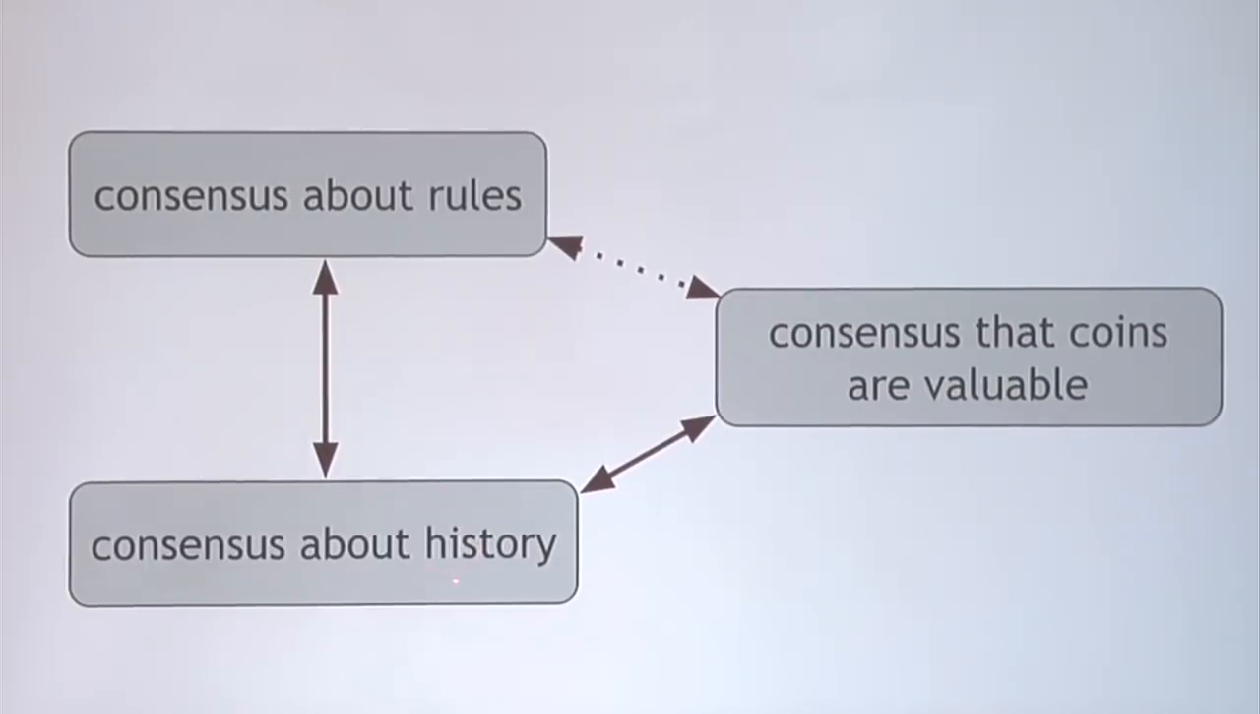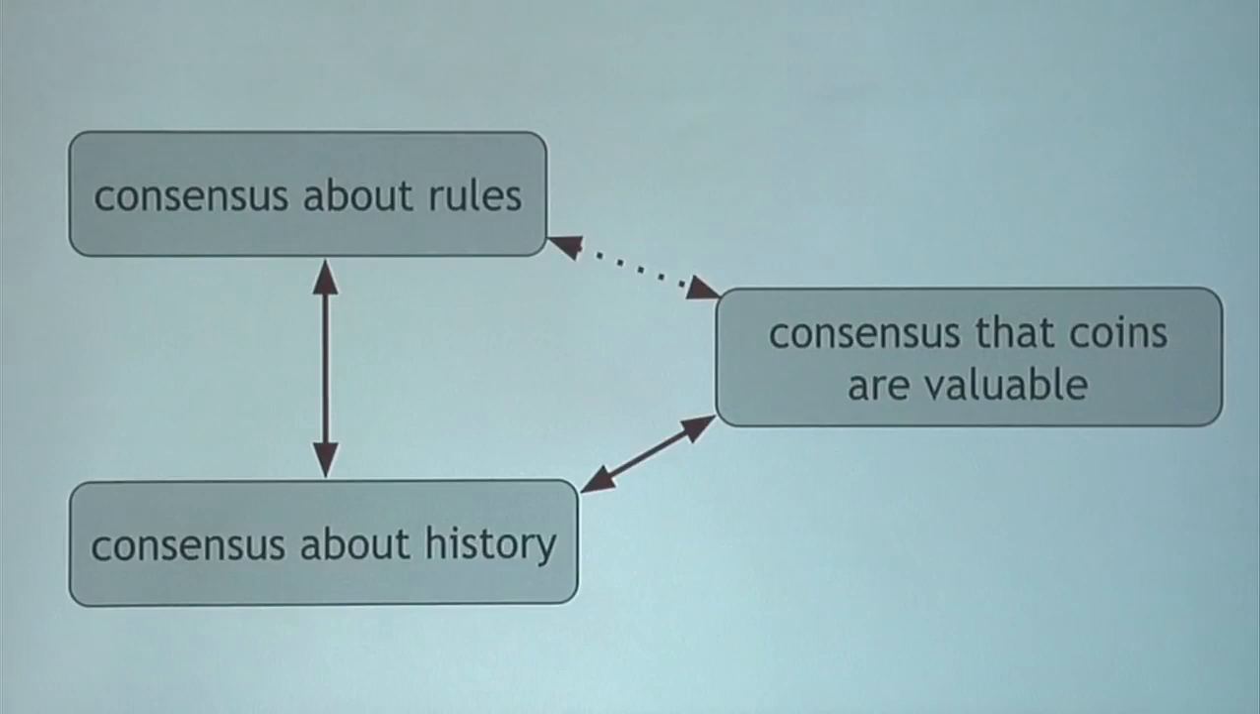In a similar way, consensus about history and a consensus that coins are valuable are also tied together. Consensus about history means that we agree on who owns which coins, and agreeing on who owns which coins is a necessary prerequisite for believing that the coins have value.